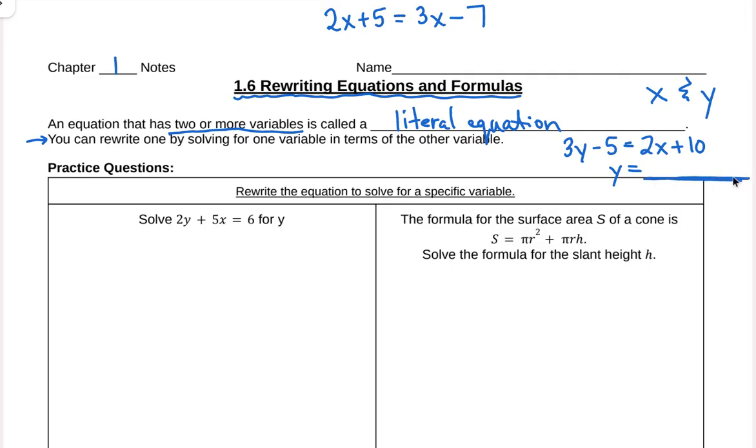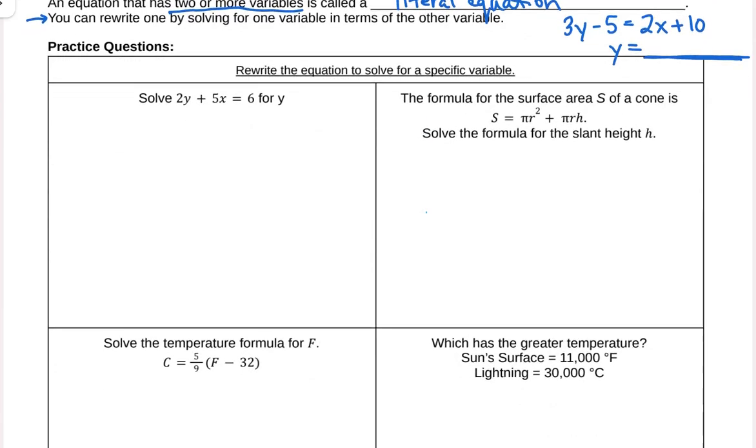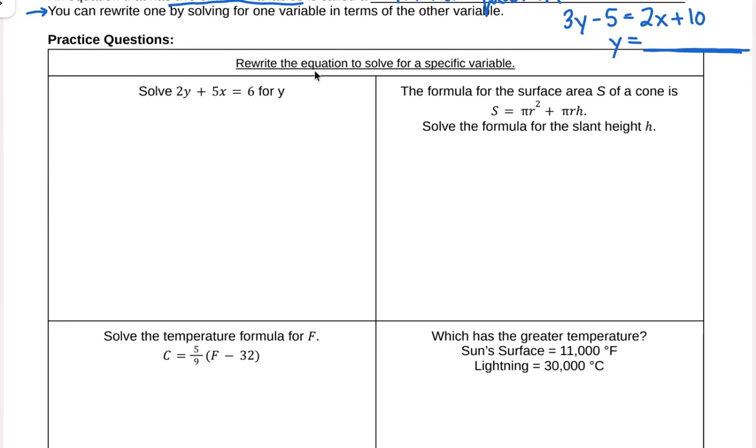Okay, so let's work through a few examples to make sense of this. So the practice questions say to rewrite the equation to solve for a specific variable. So here on our first one, we have solve 2y plus 5x equals 6 for y. When we look at the instructions, when it tells us what we want it to solve for, that's telling us we want it to say y equals and then everything else. So we're trying to get y all by itself. That's the variable that we are trying to isolate. So when we think about using all of our solving steps for equations, we're trying to make it look like y equals. So here is our equation that we're working from.